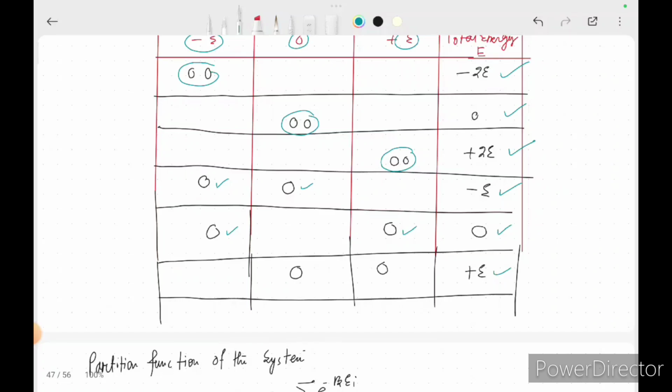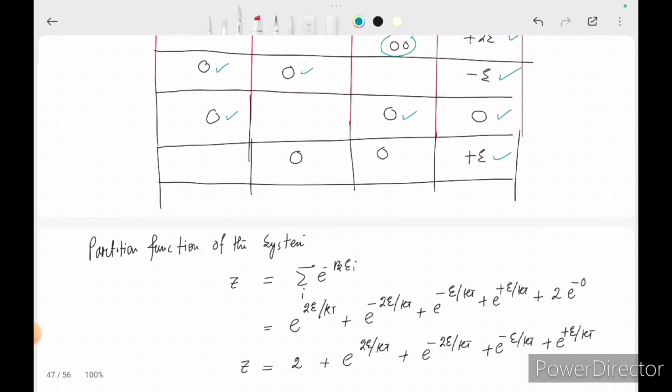Right? So first of all, we distribute the two bosons in 3 non-degenerate energy states, and we find the corresponding total energy. Okay, now we calculate the partition function of the system. So this is the partition function formula. We already know this is the partition function formula.